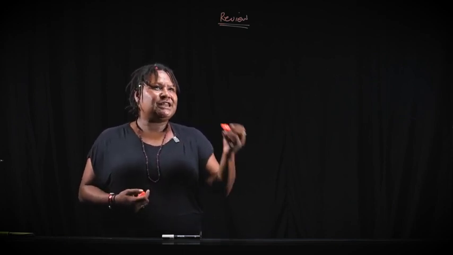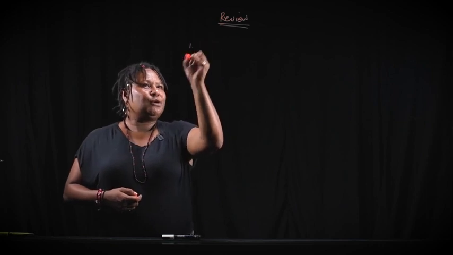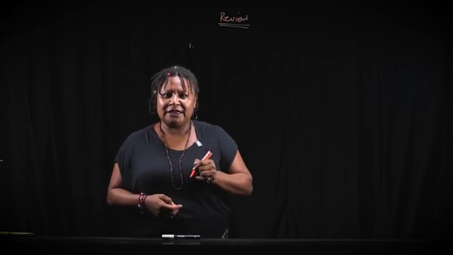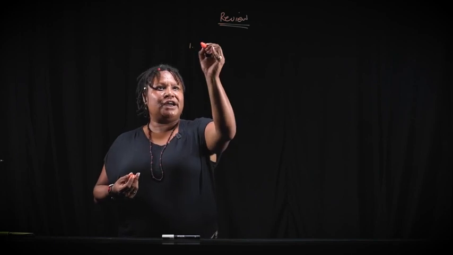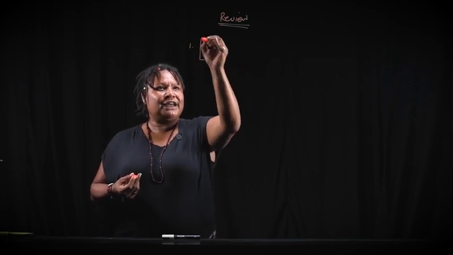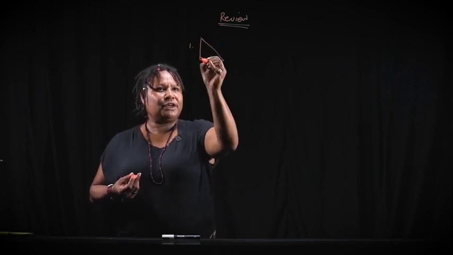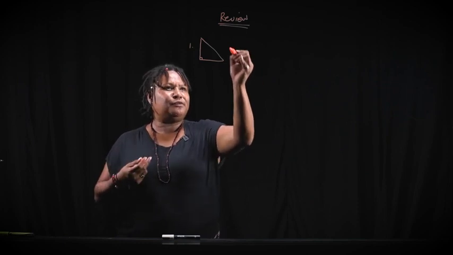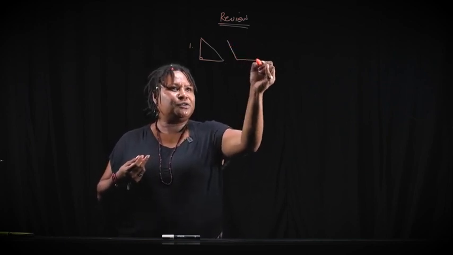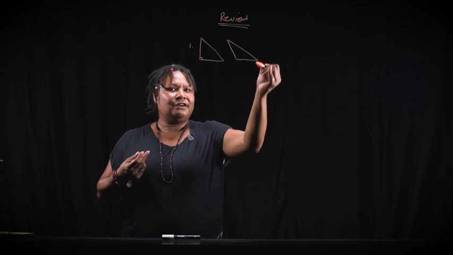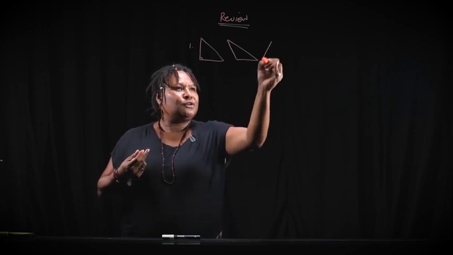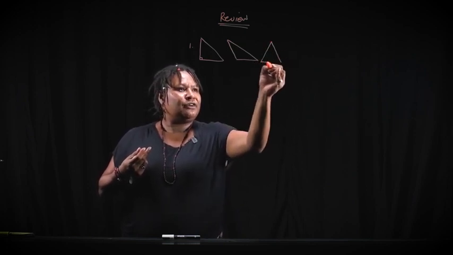So first thing we looked at, we looked at types of triangles. And those different types of triangles included the right angle triangle. I won't draw all of them, just a few. We looked at the obtuse angle triangle, and we also looked at the equilateral triangle.